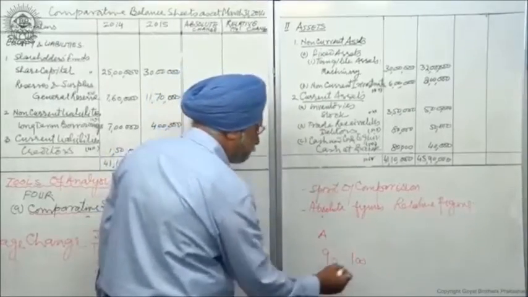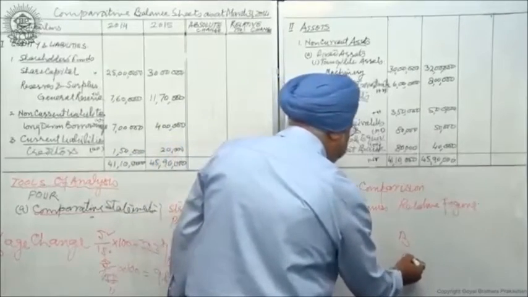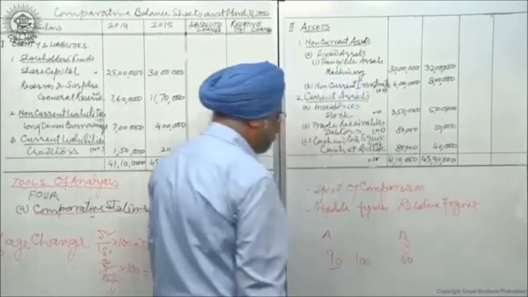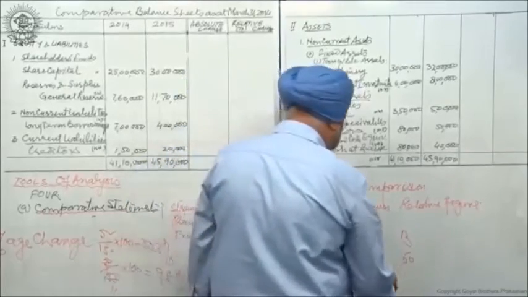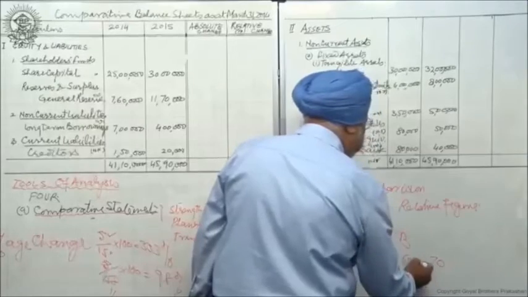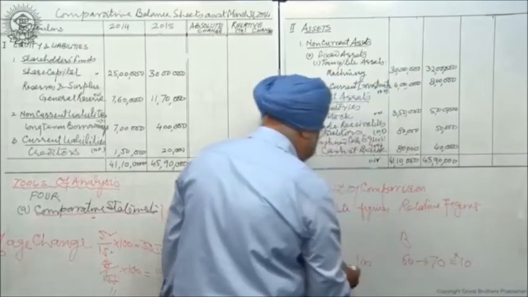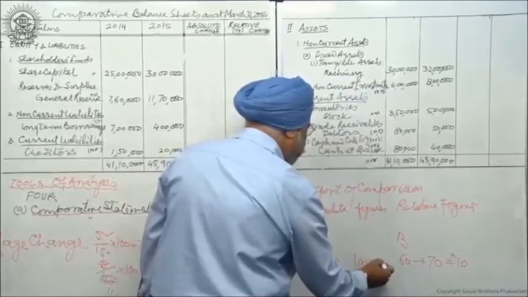Student B, last year he got 60 marks. This year he is getting 70. What is the change? 10.